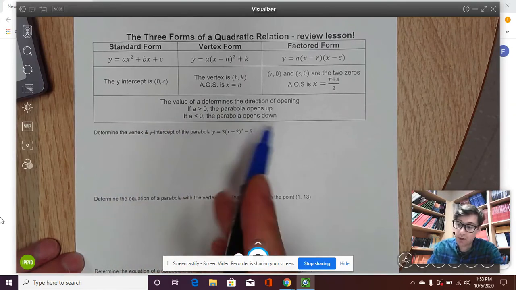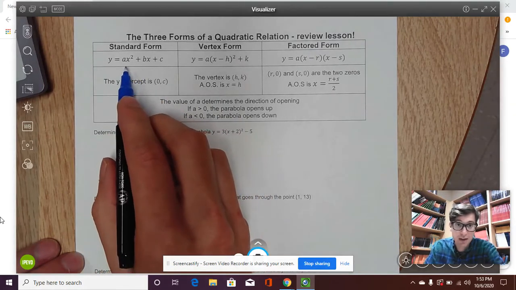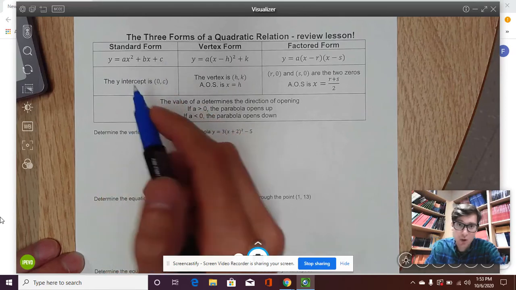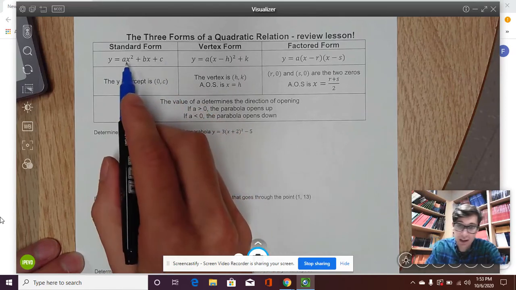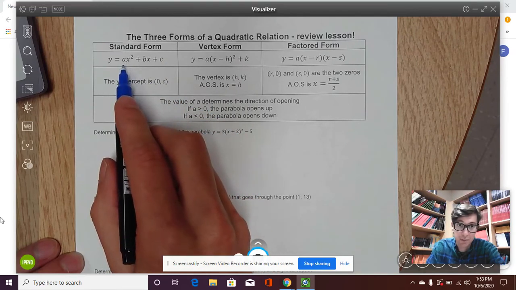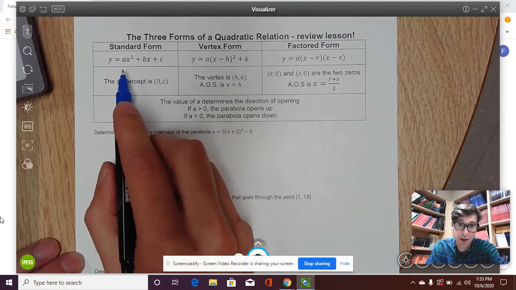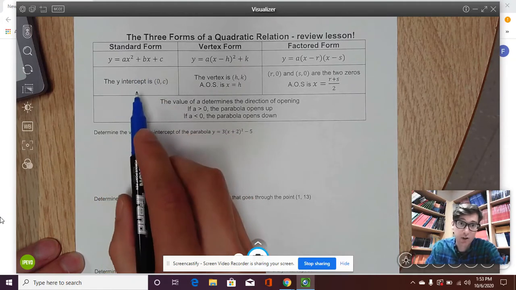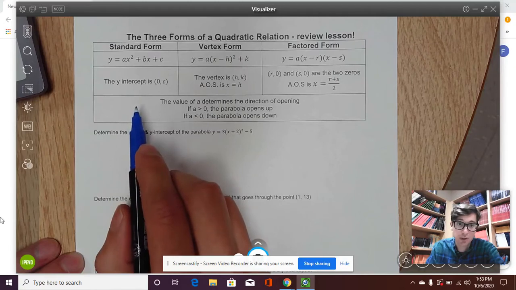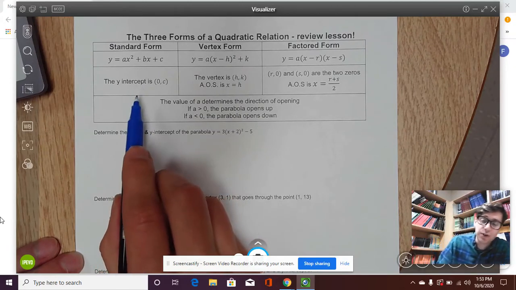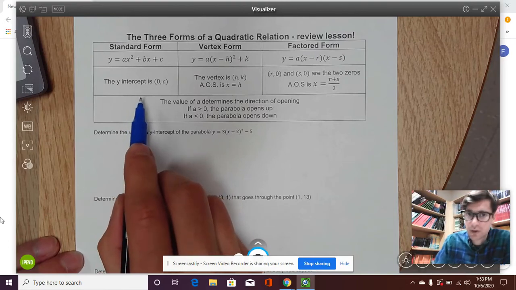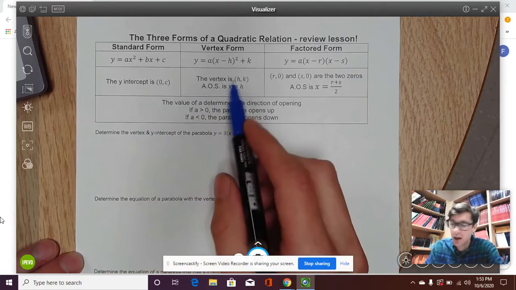So for example, when we have standard form, ax squared plus bx plus c, the only thing I know right away is a tells me the direction of opening. If a is positive, we open up. If a is negative, we open down. And c tells me the y-intercept, where the parabola crosses the y-axis. If we see a parabola in standard form, all we really know is the y-intercept, and which way the parabola opens. So it's probably the least useful of the three, and we'll talk more about the point of standard form in the next unit.